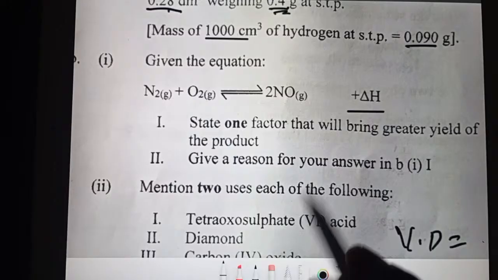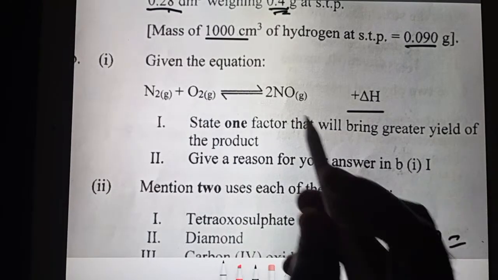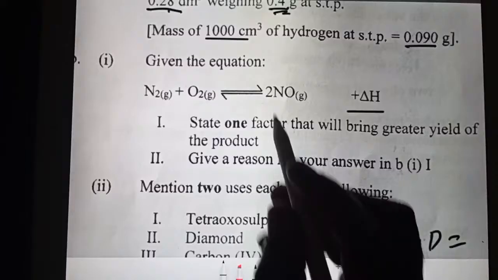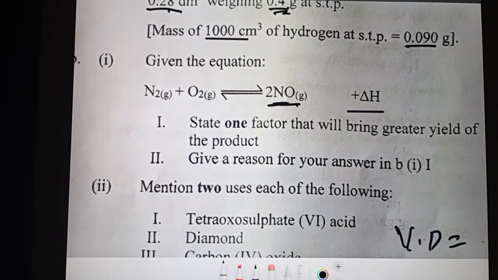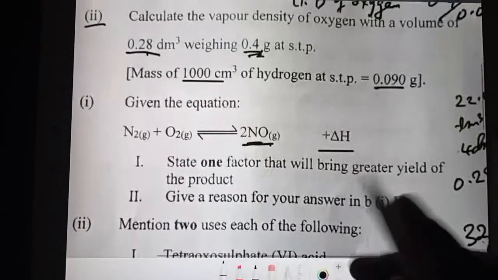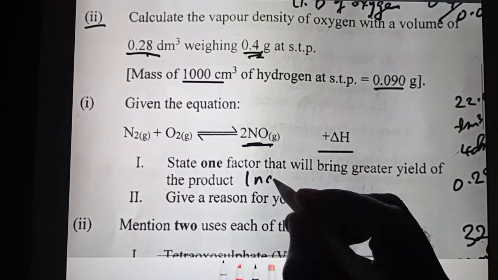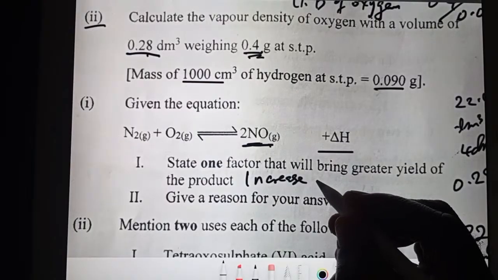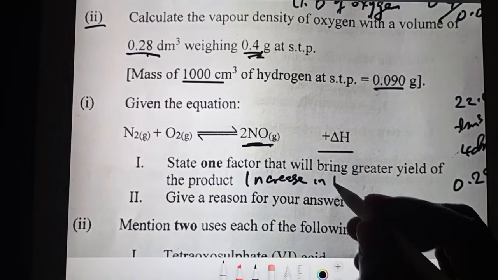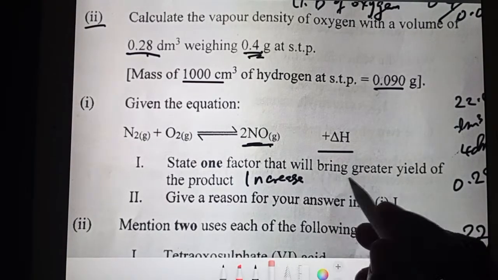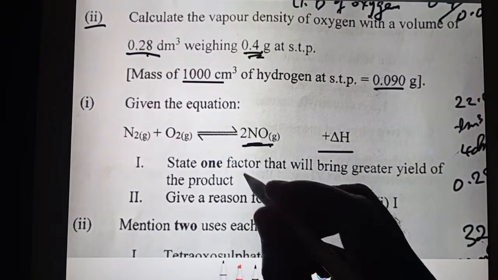Now, for this, forward reaction will give us NO because that's the product. Here is the product according to the question. Simple, increasing the temperature is the correct thing. So they say state one factor: increase in temperature, or increasing the temperature of the reaction. Anyone?